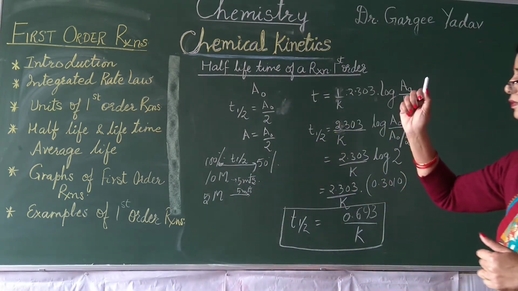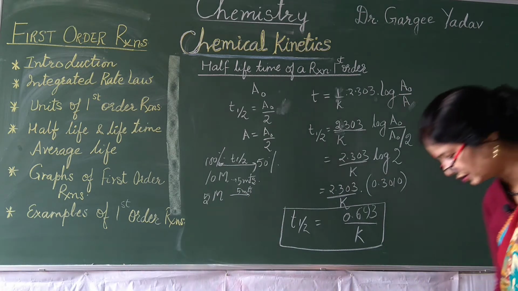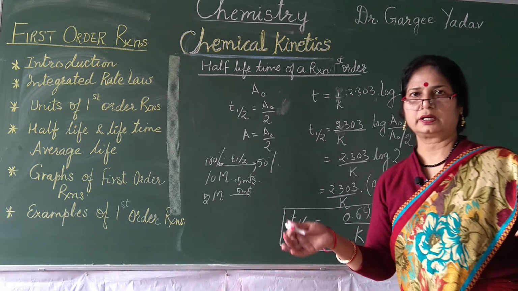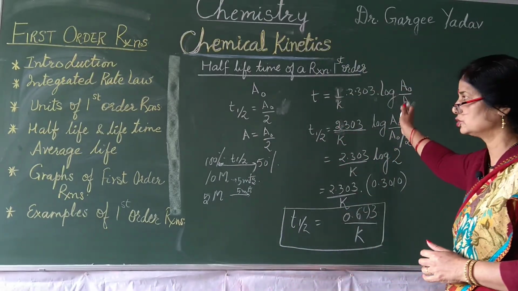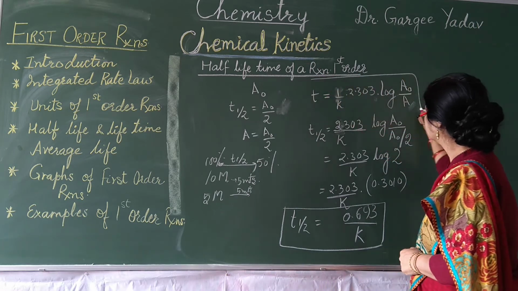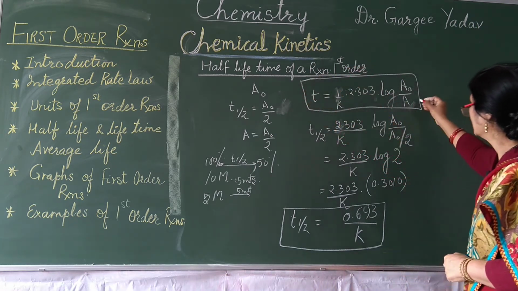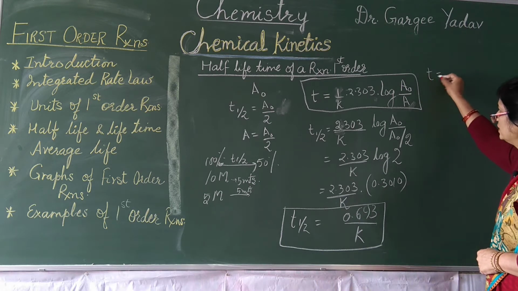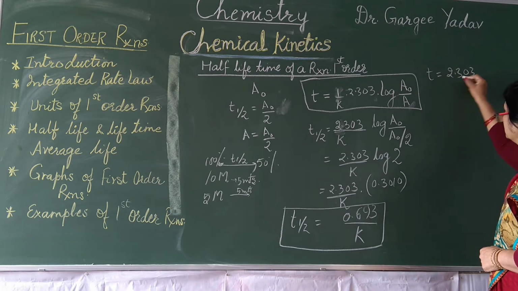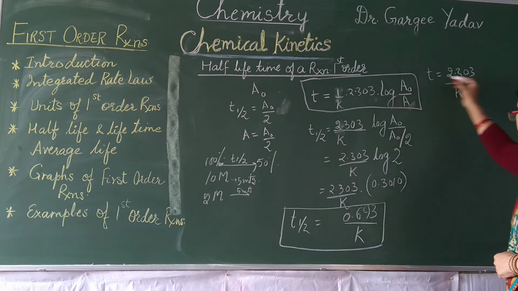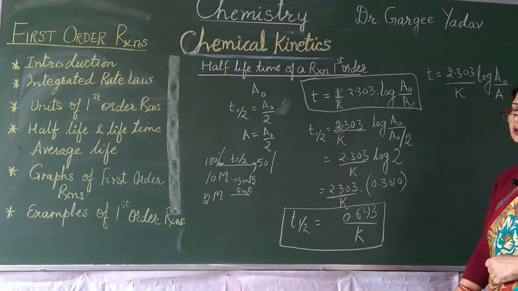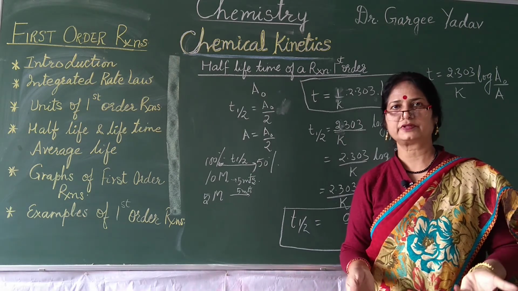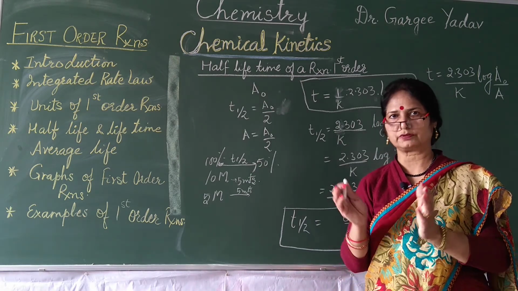Now let's talk about the lifetime of a reaction. Lifetime of a reaction means when whole of the reactant is consumed. Means A becomes, our A over here will become 0. So let's consider this reaction. A will become 0. This T will be equal to how much? 2.303 divided by K log base 10 of A naught upon A. Since we are calculating the time in which whole of the reaction will be completed, means the final concentration will become 0.